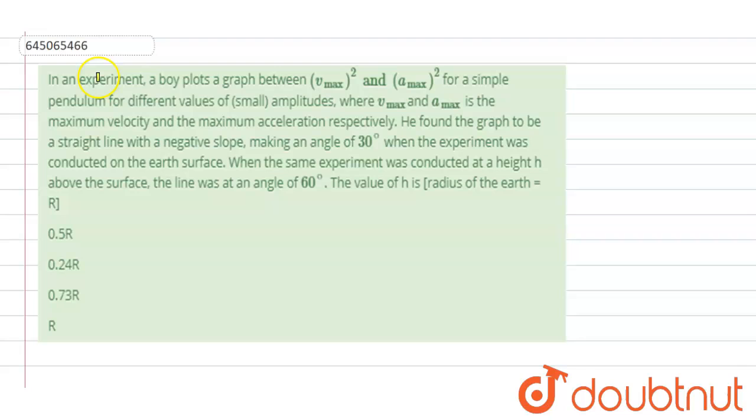Hello students, so the question is: in an experiment, a boy plots a graph between V max square and A max square for a simple pendulum for different values of amplitude, where V max and A max are the maximum velocity and maximum acceleration respectively. He found the graph to be a straight line with negative slope, making an angle of 30 degree when the experiment was conducted on the Earth's surface. And when the same experiment was conducted at height h above the Earth's surface, the line was at an angle of 60 degree. Then the value of h will be.